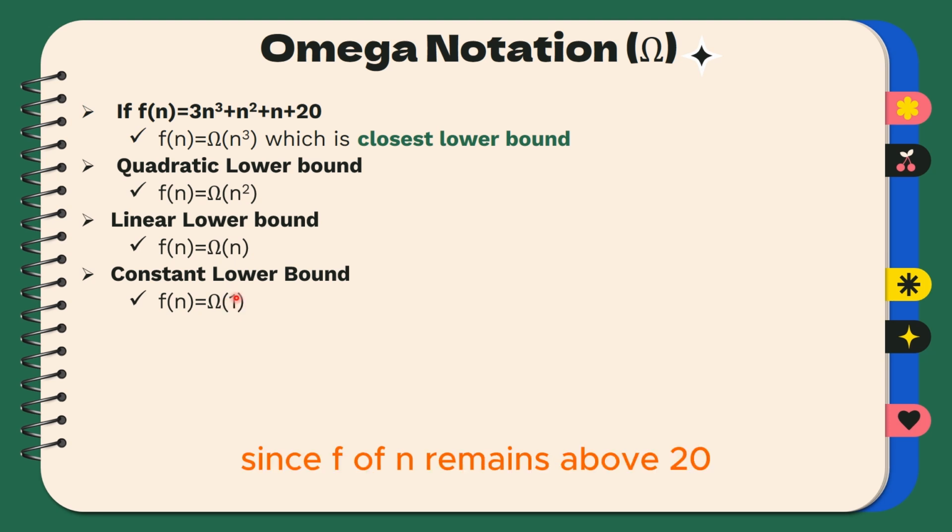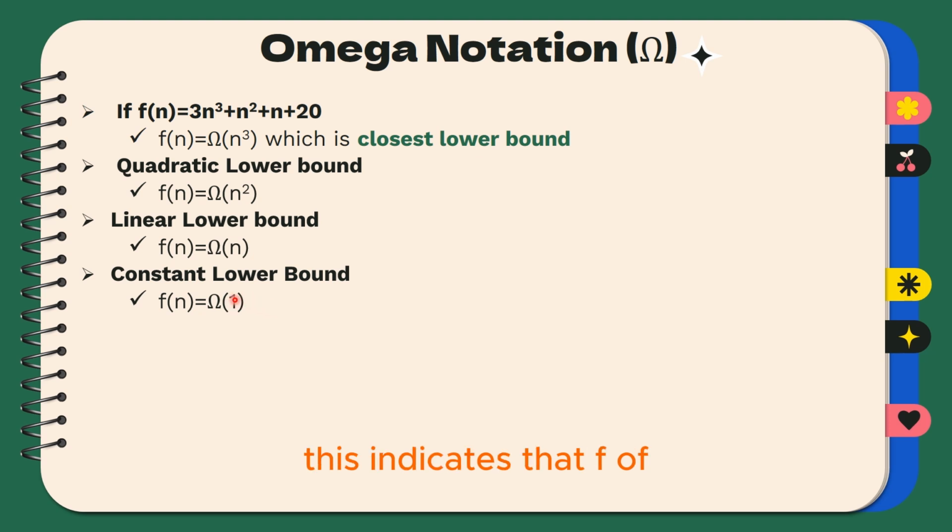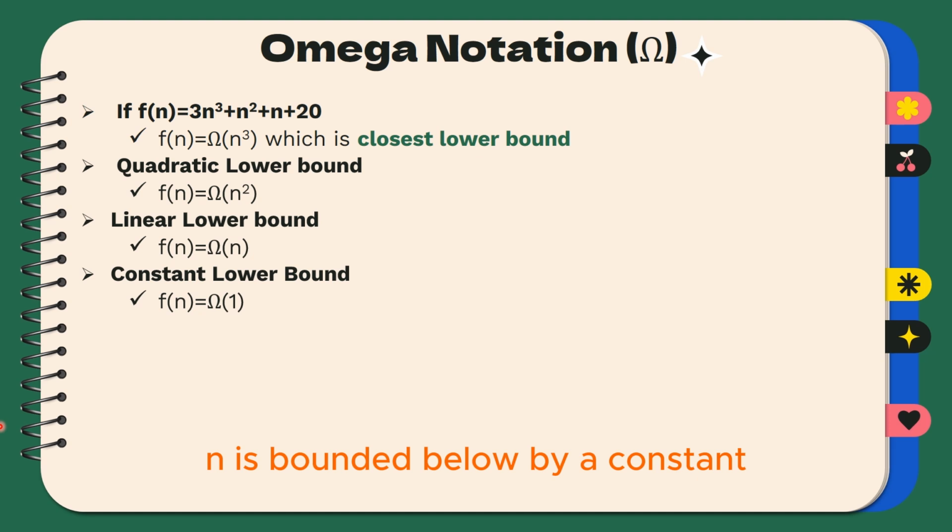Since f of n remains above 20 for any n greater than or equal to 1, it follows that f of n is greater than or equal to 20. This indicates that f of n is bounded below by a constant.